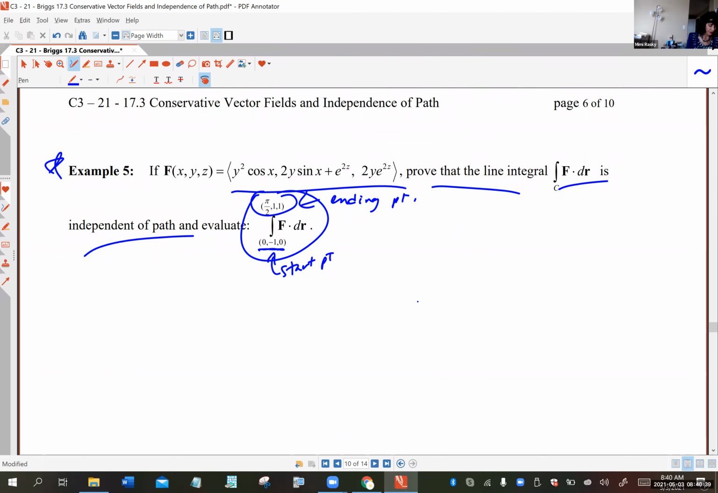So let's show that it's independent of path. How? So what do we need to show? Show F is a conservative vector field.